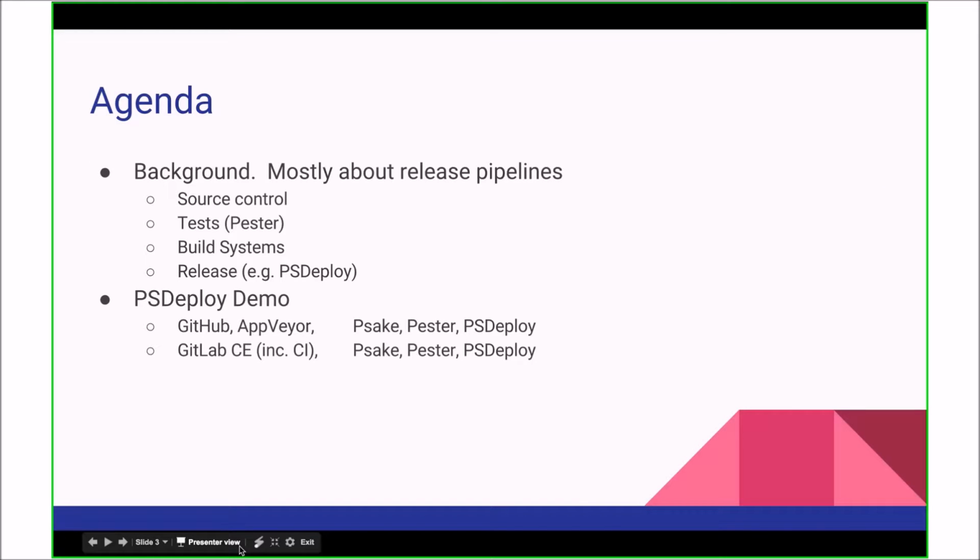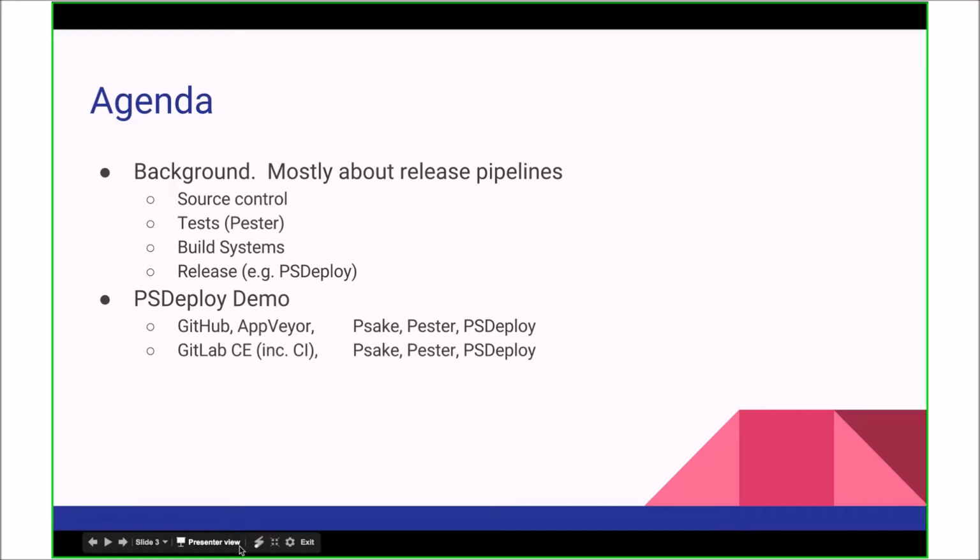In terms of an agenda, I wanted to go through really quickly some of the components in the so-called release pipeline, because to get to using PSDeploy, generally you're going to have at least some of these pieces in place: source control, testing, build systems, and then ultimately release. A lot of the material is going to be borrowed from Michael Greene and Steven Murawski's white paper on the topic, or various other community contributions. I'll include links to all of those in the slide notes that I can send your way after the demo. And finally, after we go through the background, we'll do an actual demo.